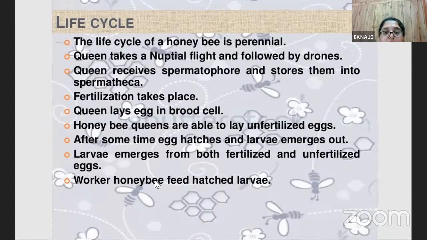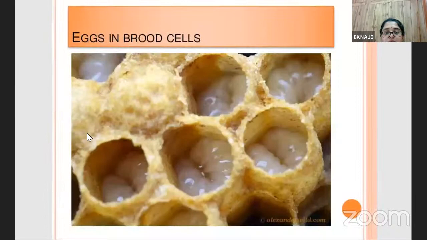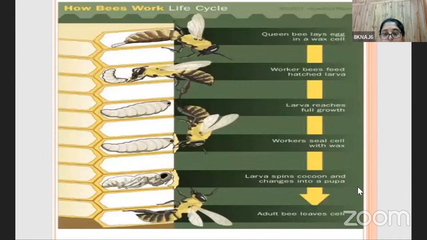So the queen also takes a nuptial flight, followed by the drones. She receives the spermatophore and stores it in the spermatheca. Fertilization takes place. Queens lay a lot of eggs in the brood cell. And the queen bee is also able to lay unfertilized eggs, out of which the drones come out. So this is how the eggs are present in the brood cells. This is how the honeybee pupa is. And this is how the life cycle is.